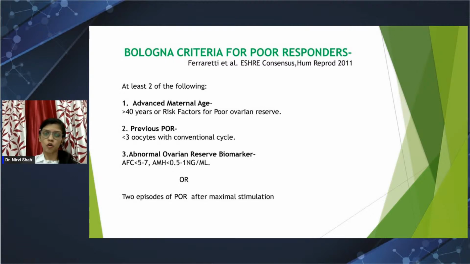conventional protocol. The third one is obviously our ovarian reserve biomarkers, which is the AFC less than 5 to 7 or AMH less than 0.5 to 1 nanogram per ml. Also, if none of this is there, any 2 episodes of poor ovarian response after maximum conventional stimulation is also considered as a poor responder as per Bologna.